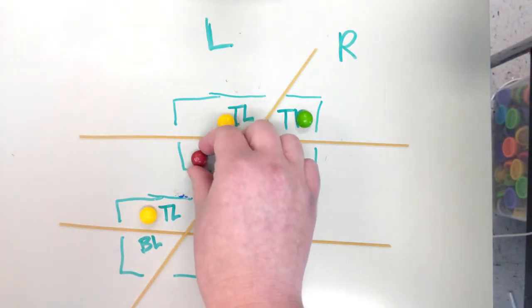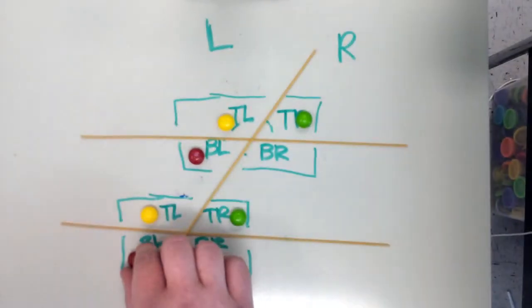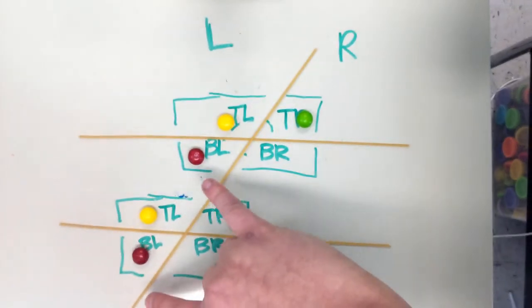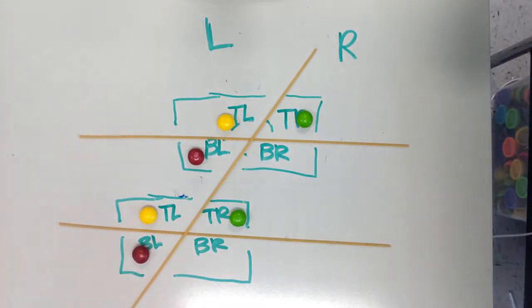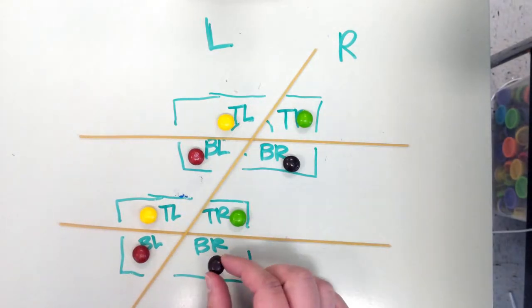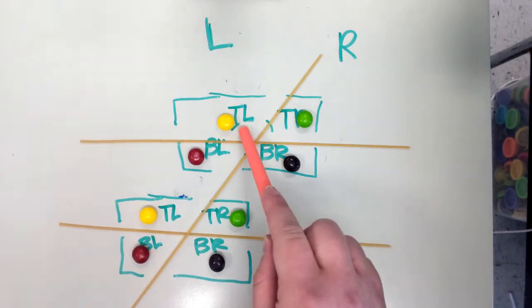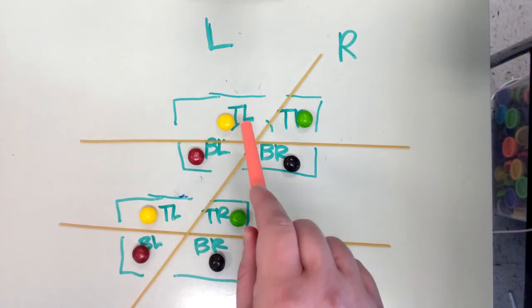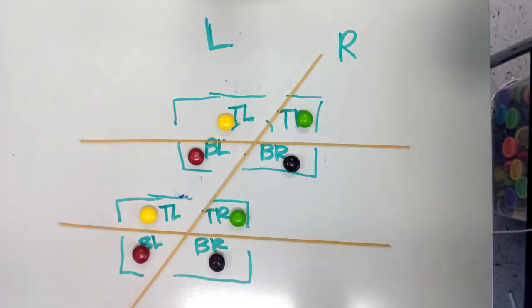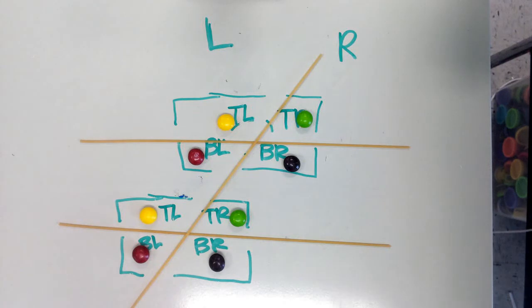So let's get another color. I put this red one down in bottom left. Where am I going to put my other red one? Bottom left. So these two are congruent. And then lastly, I'm going to put my purple for bottom right. And then I'm going to put my other one down here for bottom right. So if you look at all my colors, these are corresponding. This yellow and this yellow are corresponding angles. They're both in the top left position. Corresponding again means they're in the same position. The green ones are in the same position, red ones are in the same position, and purple ones are in the same position.